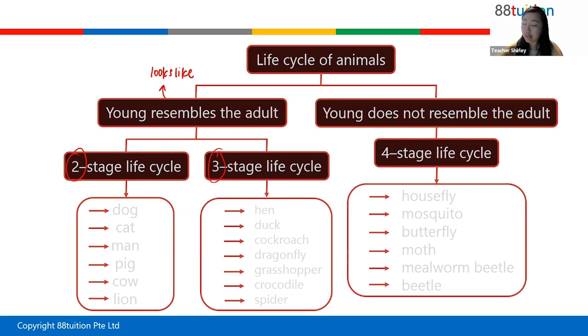So animals that have 2 stages of life are, for example, man, dog, right? Cat and dog, pig, cow, lion. Okay, basically for men, we think of just child and adult, right? There are 2 stages, whether you're a child or you're an adult. These are the 2 main stages.